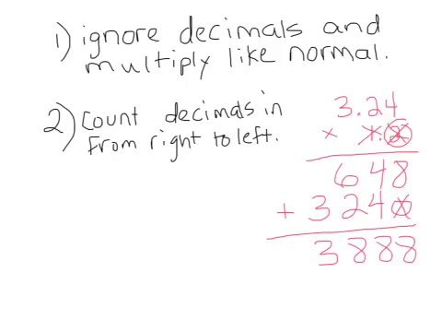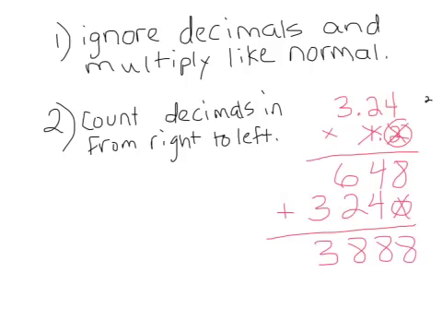Okay, there's the next step. Count the decimals in from right to left. Go ahead and pause and write that down, and then play, and I'll show you what I mean. When I say count the decimals in from right to left, what I mean is in this number, I'm going to count how many times from right to left that I go across before I get to that decimal. So I'm going to go across 1, 2 numbers. I went across 2 numbers, so I'm just going to put 2 there for myself.